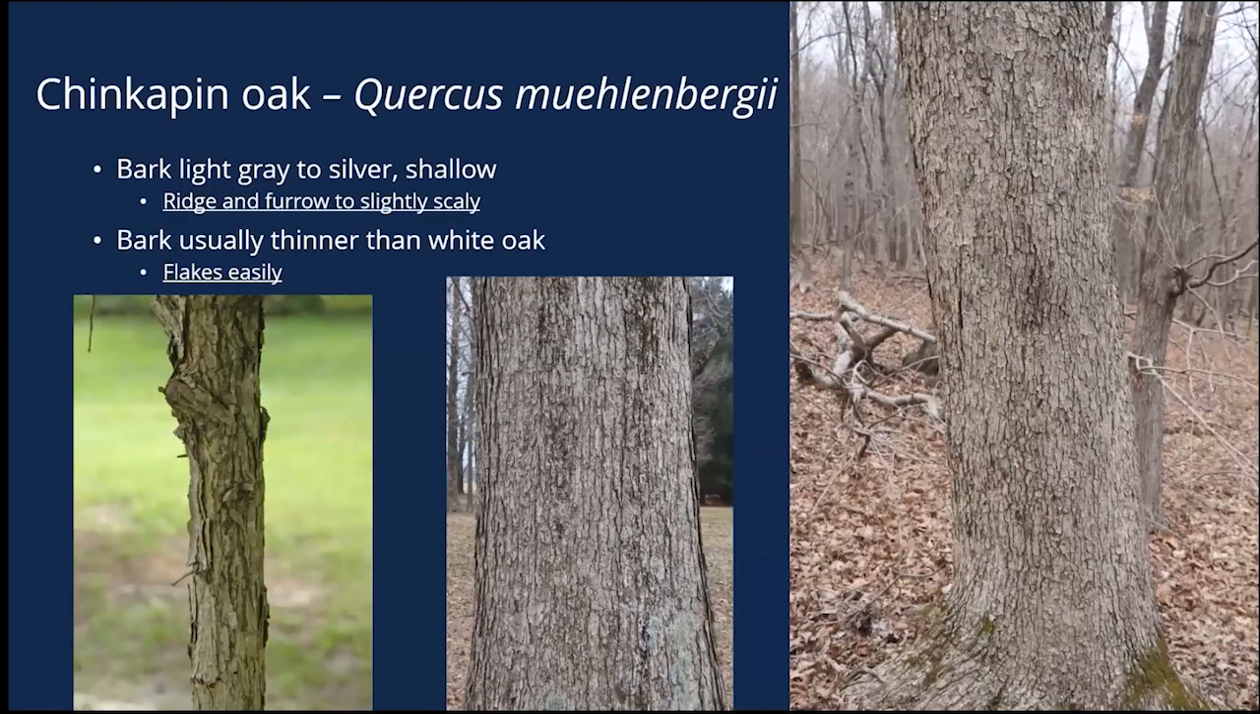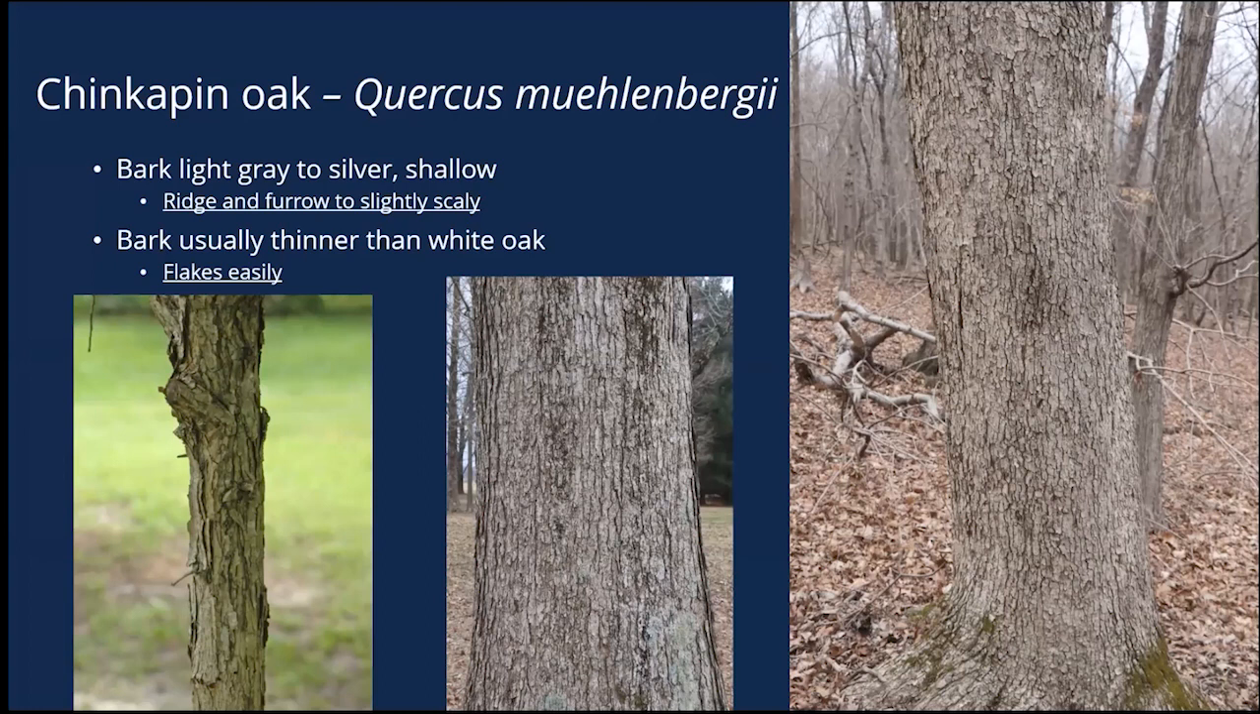Chinkapin oak's bark is going to look a lot like a white oak, and you see a lot of people mistake chinkapin oak for white oak because they do co-occur at times and their bark looks a lot alike. It's that same light gray or silver, almost white looking bark. The difference is it tends to be a lot less thick. You don't have those really thick, hard plates. When it does flake, it tends to be thinner and becomes almost scaly or peeling a little bit. And that's the one way that you can really pick out the difference in the bark.